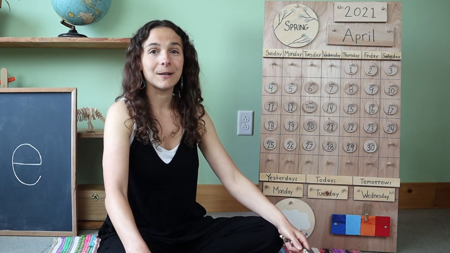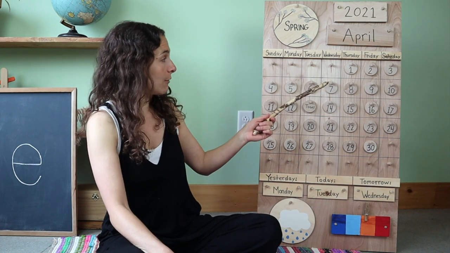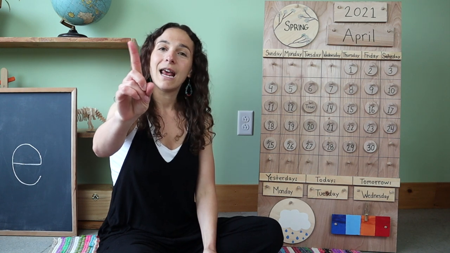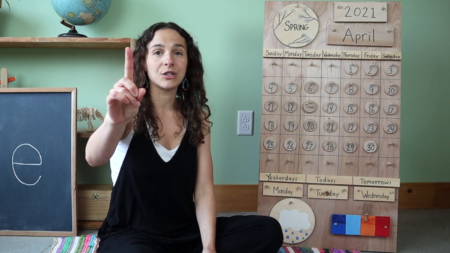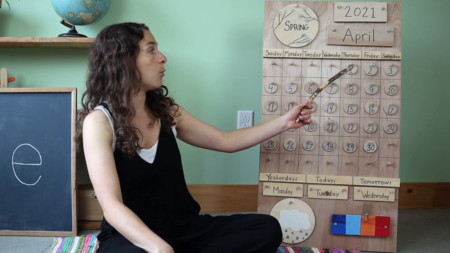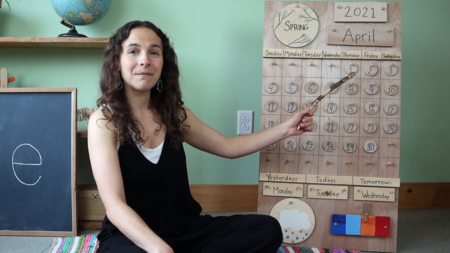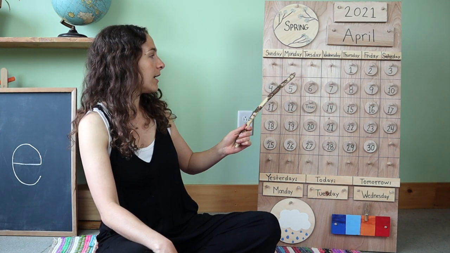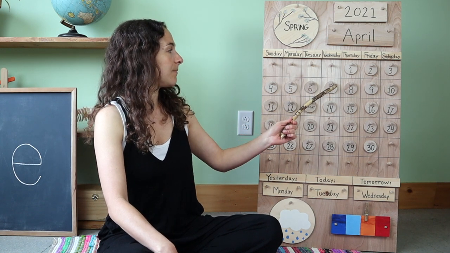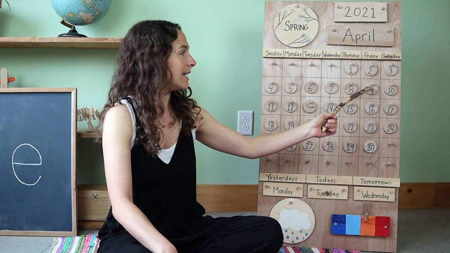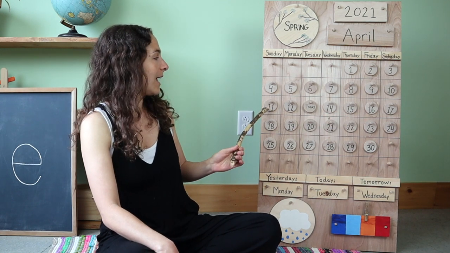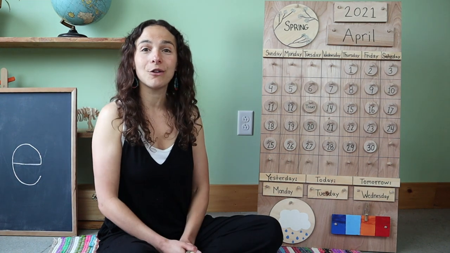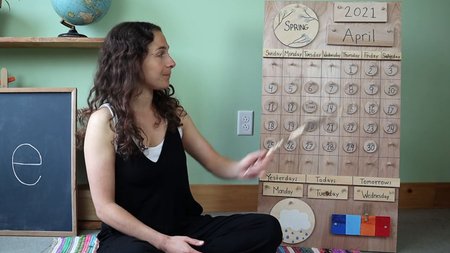Both ways are correct. We need to count all the days that we've had so far in the month of April. So can I see your counting fingers like this? And we'll warm them up to give them a little stretch. Let's start off at the number one. Will you count with me, friends? One, two, three, four, five, six, seven, eight, nine, 10, 11, 12, 13. We have had 13 days so far in the month of April.